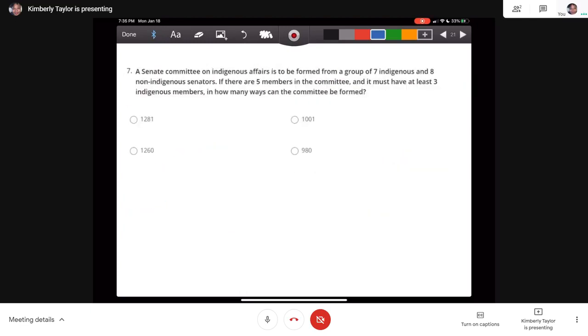A Senate Committee of Indigenous Affairs is to be formed from a group of 7 indigenous and 8 non-indigenous senators. If there are 5 members in the committee, and it must have at least 3 indigenous members, in how many ways can the committee be formed? So with this particular question, you have to use combination. I don't know if you've ever heard of that, but we're going to have to use combination, like C equals n choose r. For this question, there are 3 different scenarios you have to consider. First off, you're trying to form a committee.